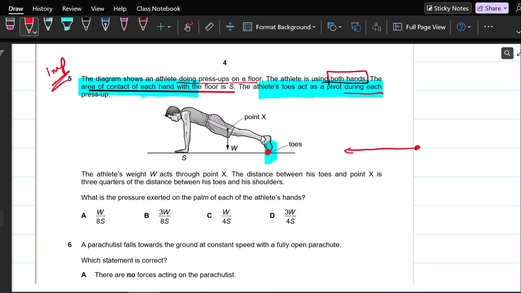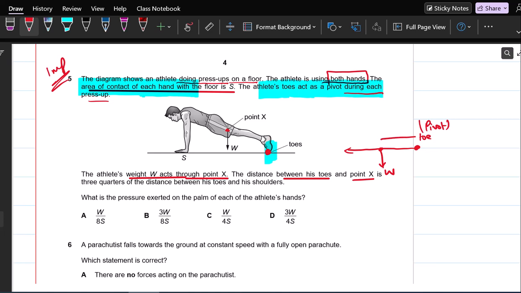During each press up, the athlete's weight, you can say center of gravity, acts through point X. So here is the weight acting, W. The distance between his toes and point X. Here we have a toe, you can say a pivot.